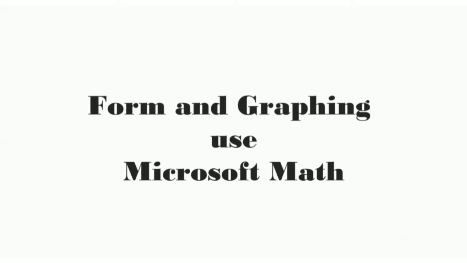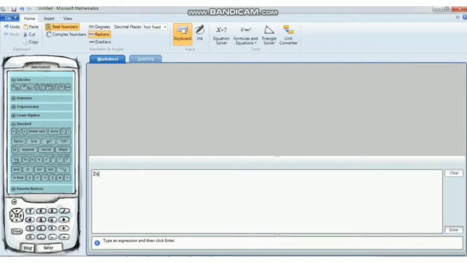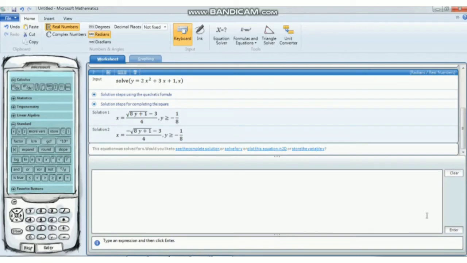For graphing, use Microsoft Mathematics. How to draw a graph? First, we write the quadratic equation in the box: 2x squared plus 3x plus 1 equal to 0. And it displays like this. It displays solution 1 and solution 2. And then we write y equal to 2x squared plus 3x plus 1, and this is the solution of the quadratic equation.